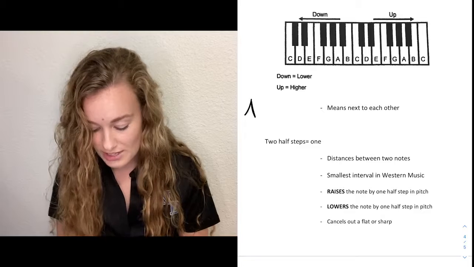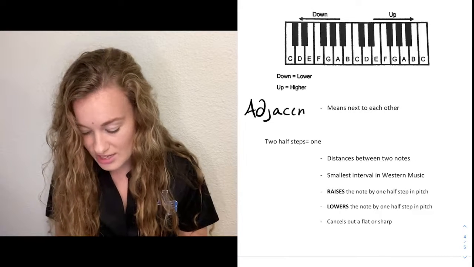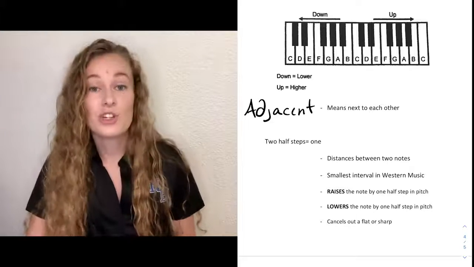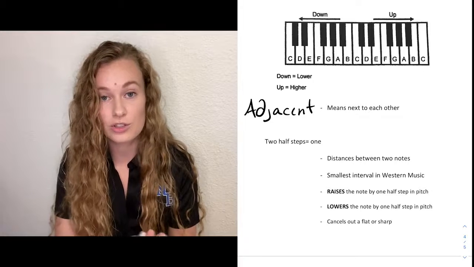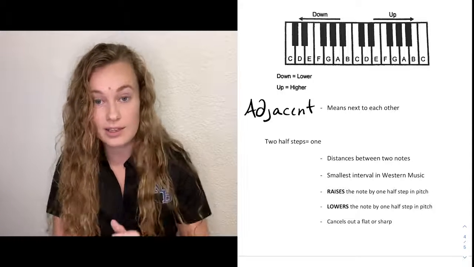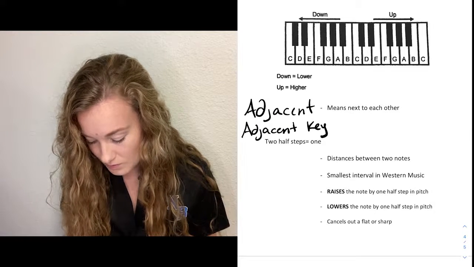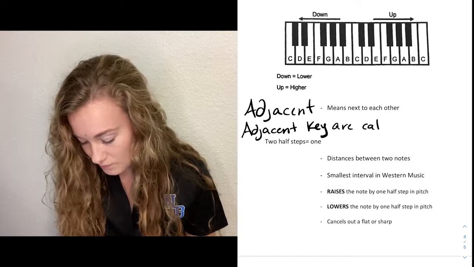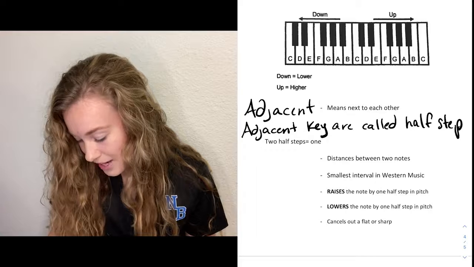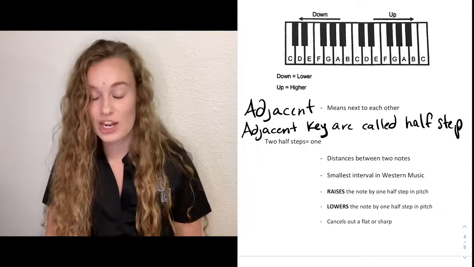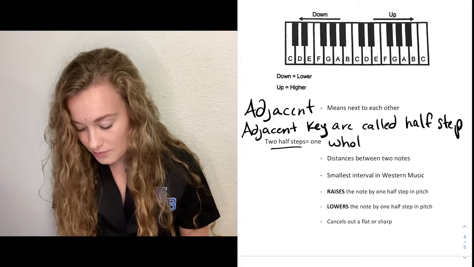So let's go ahead and write down our first definition. Adjacent means the notes that are right next to each other. Anything, the notes that are touching, it can be 2 white keys, or a white key touching a black key. And adjacent keys are called half steps. And this is going to be super important. We're going to keep referring back to this as we go through the lesson, so make sure you have this written down. 2 half steps equal 1 whole step.